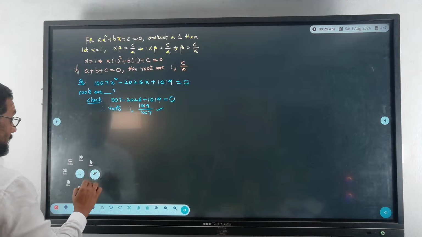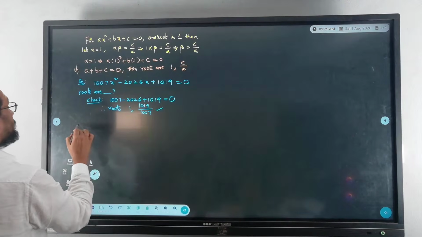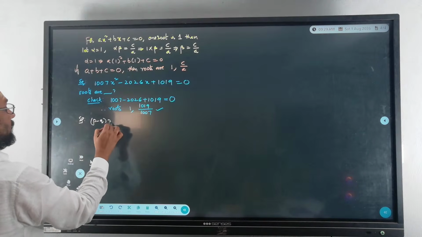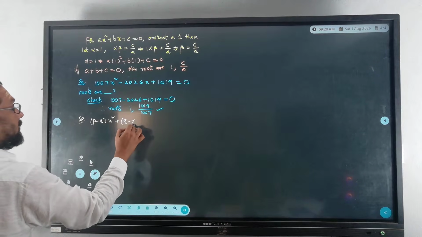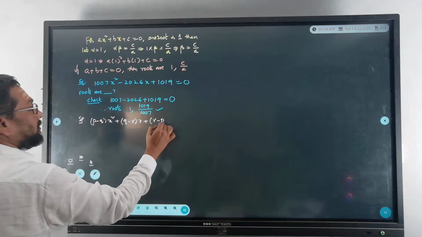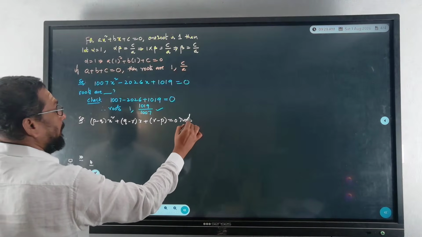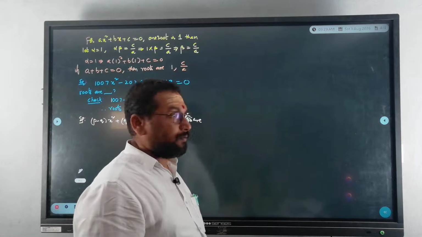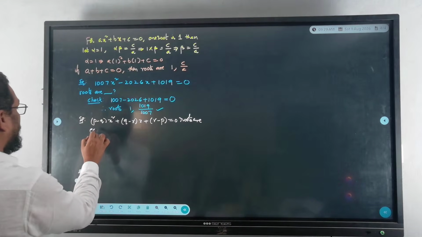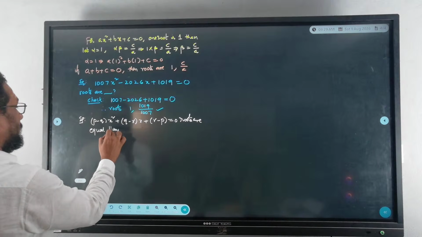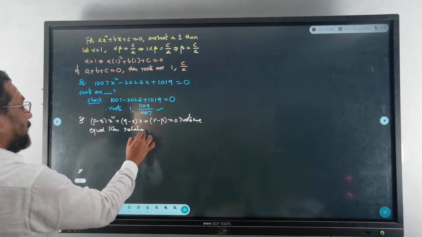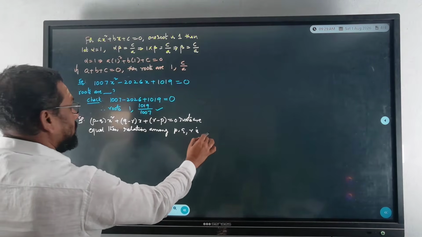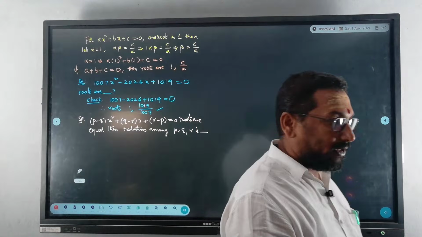We'll see another example. P minus Q x square plus Q minus R x plus R minus P is equal to 0. Roots are equal. Then the relation among P, Q, R is what? That is the question.